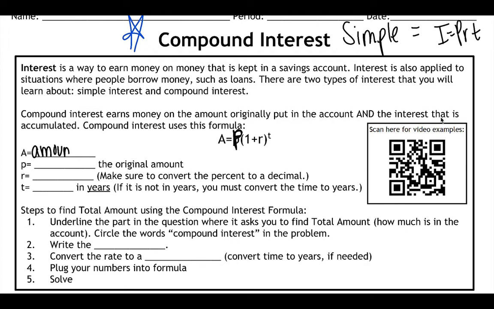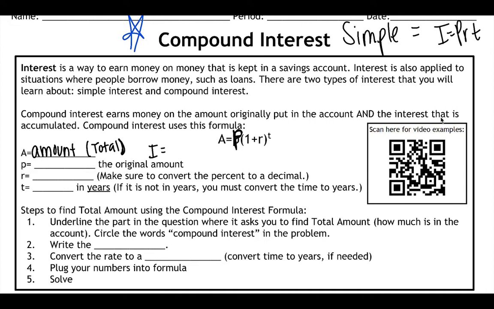So A is the amount, the amount in your account. That's like yesterday when we did finding the total amount in the account, when we had to take the principal and then add the interest in. This formula already gives it to us. So if we wanted to find just the interest, we would do the opposite. Instead of adding, we would subtract.